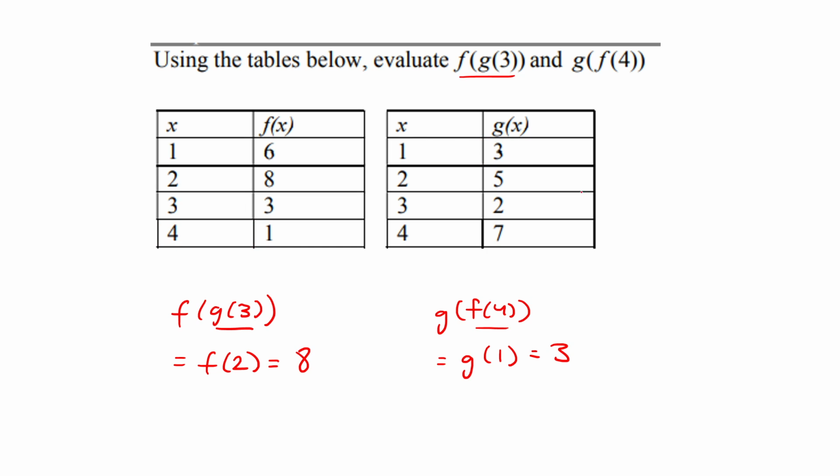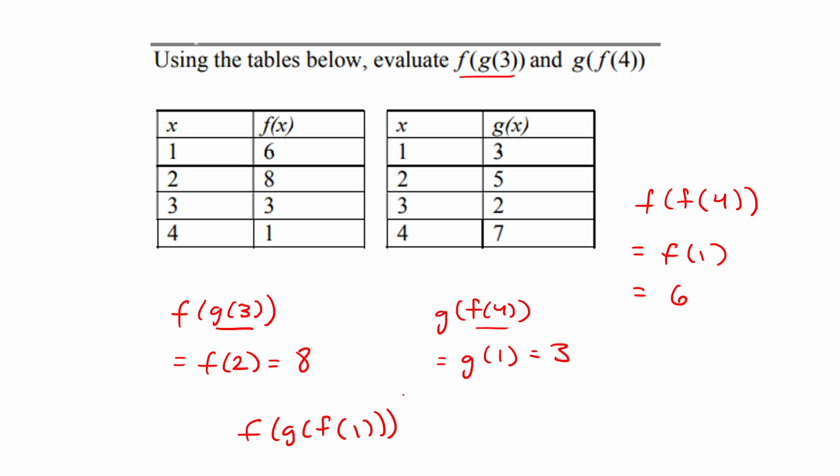You can compose a function with itself. So you could do f of, let's say, f of 4, and you would just do the same thing twice. So f of 4, well, we just found that was 1. And then just do it again. f of 1 would be 6. So you can compose f with f or g with g. You can also, we're not going to do an example like this, but you could do f of g of f of whatever, and you could just keep going and keep building. You can compose as many times as you like.